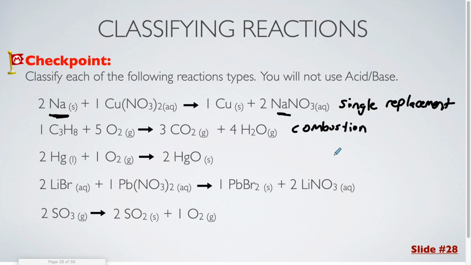In this example, I have 2 elements, and it looks like they are combining to make a single product. So if I'm making just one product, that would be a synthesis.